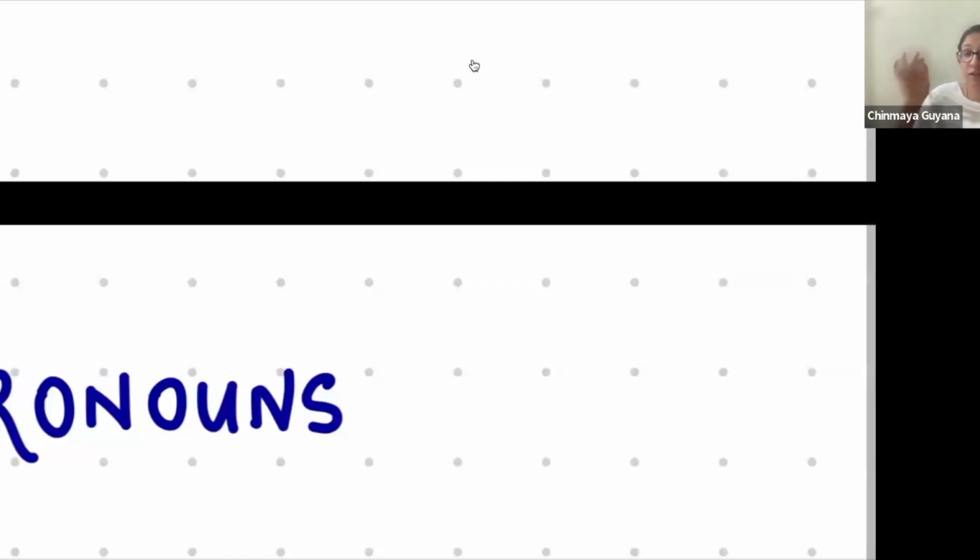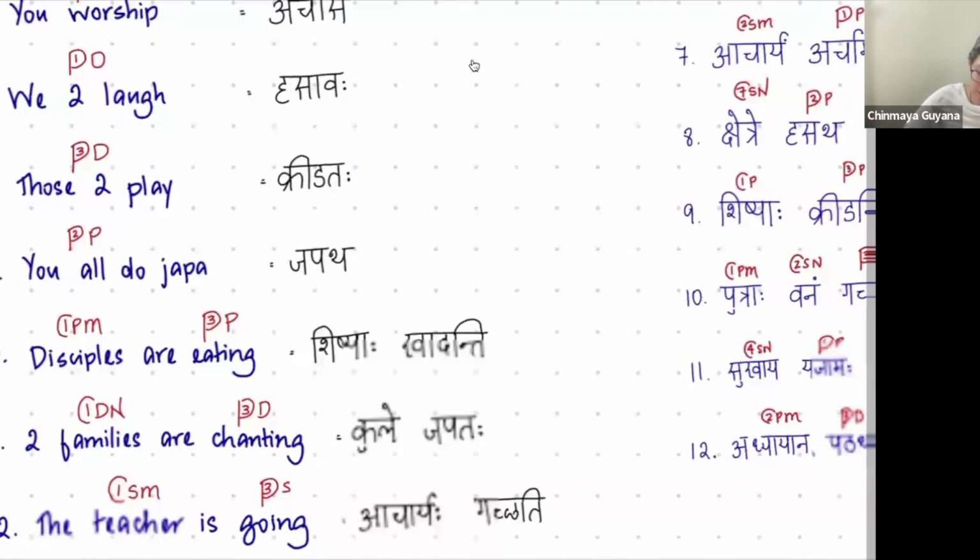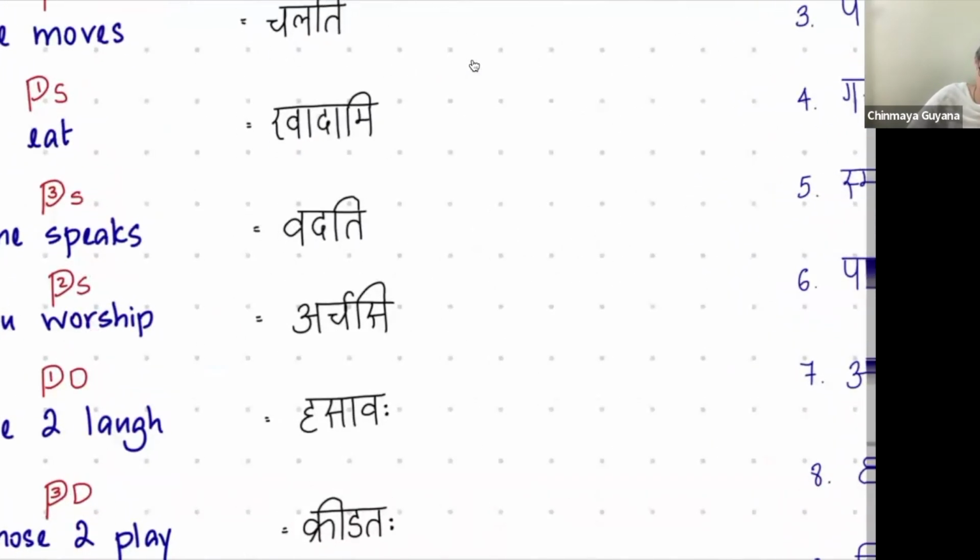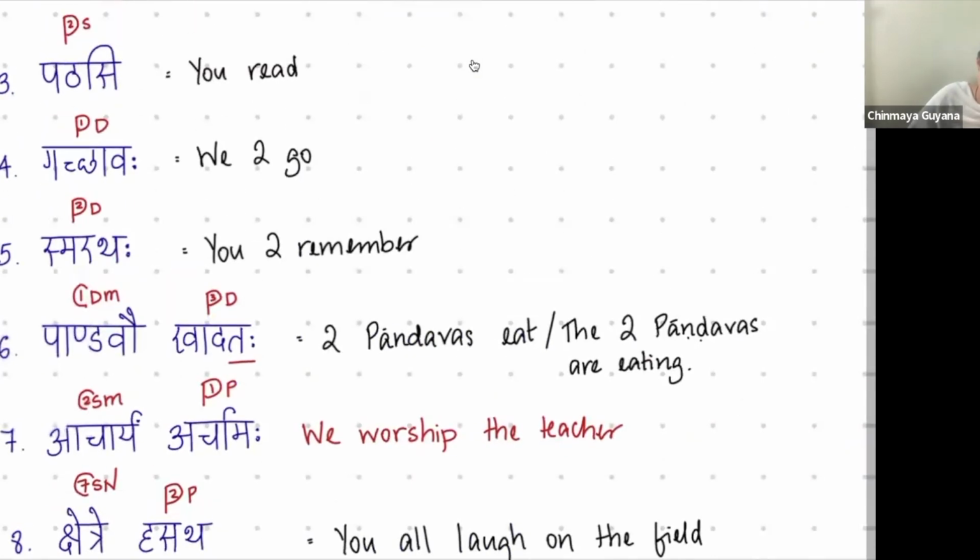Now I'll tell you all more about pronouns tomorrow, but I want to show you something first. Pronouns are like I, you, he, she, it, all of those will be pronouns. All these phrases that we had done, where we say, like, you worship. Actually, just saying archasi is enough to tell you it means you worship. Like when you went here, gachhavaha, we two go. That whole thing is built into gachhavaha.